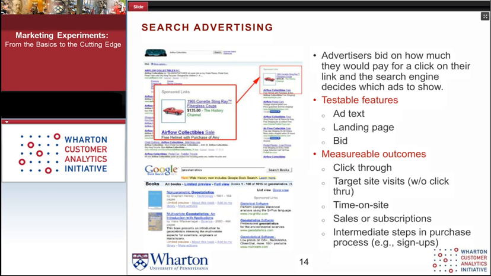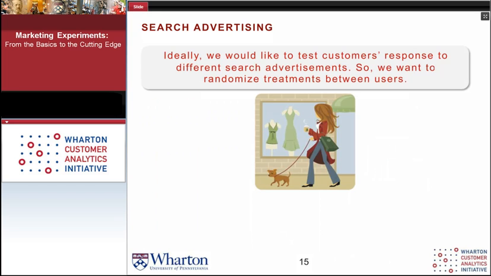And actually, as part of my class, the class designs a test and executes it live on Google. And so we have designed tests around all these kinds of features. There's lots of good measurable outcomes. I won't go through them all right now, but it's definitely possible to execute a test within search advertising. It can be very tricky because ideally we want to test the customer's response to different search advertisements. So we really want to randomize treatments between users.